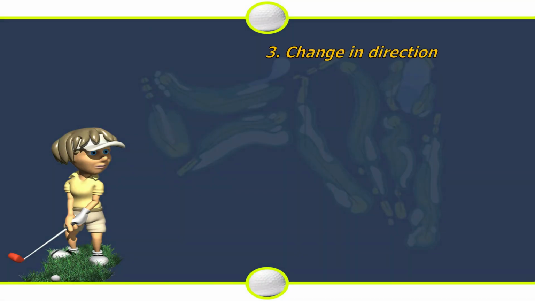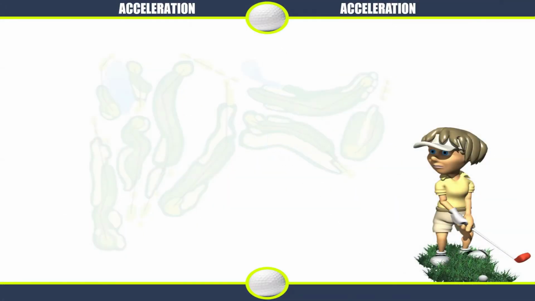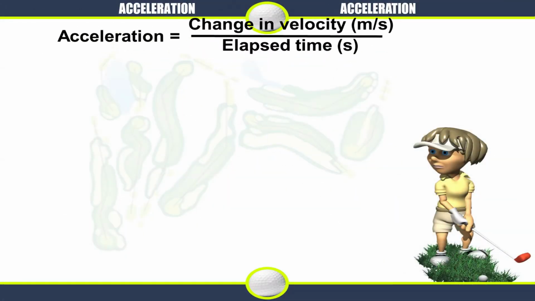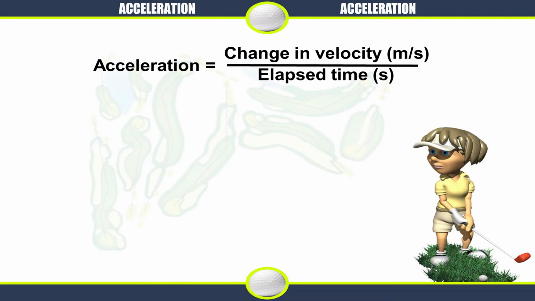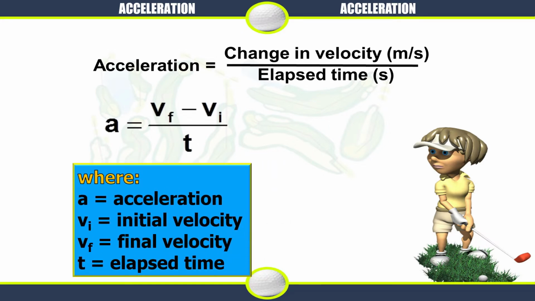The other one is the change in directions. So equal distances covered, with a constant change in the direction with a constant speed. That is for the acceleration. In formula, we can say that acceleration is the change in velocity divided by the total time elapsed. This is the major formula for it: a equals Vf minus Vi over t, wherein a is the acceleration, Vi is your initial velocity, Vf is your final velocity, and t is our time.